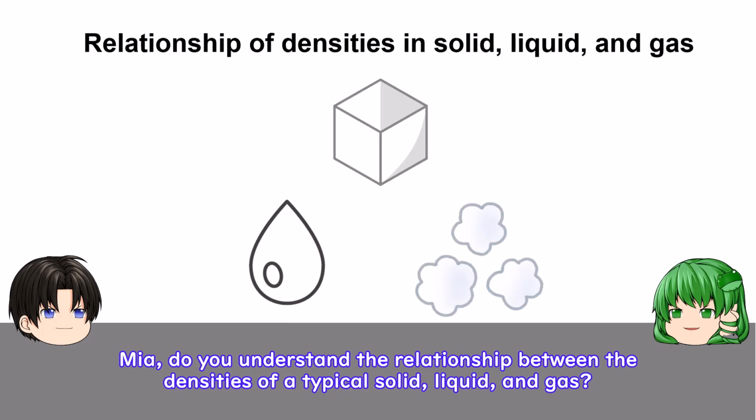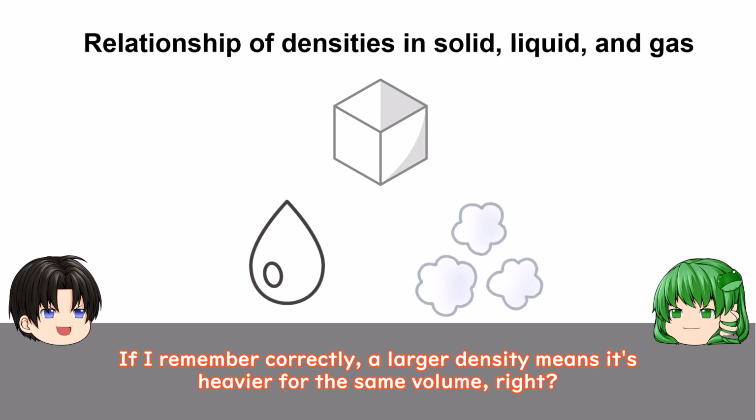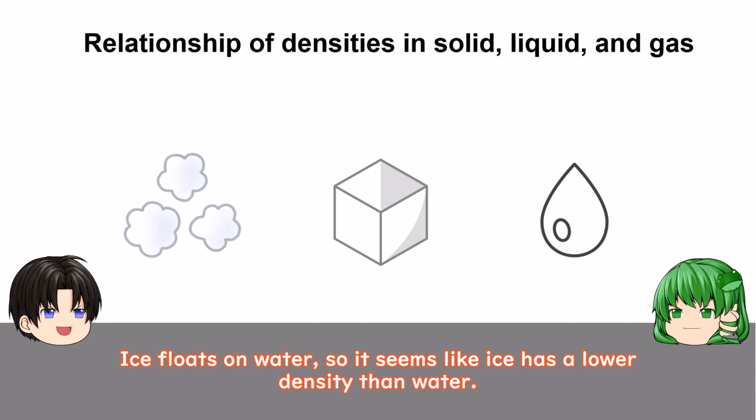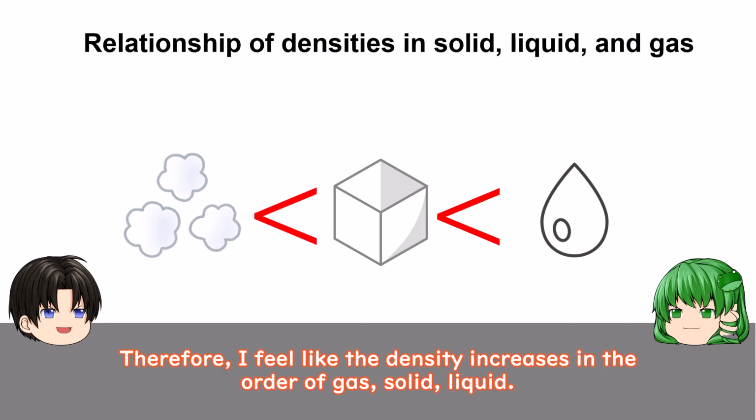Mia, do you understand the relationship between the densities of a typical solid, liquid, and gas? If I remember correctly, a larger density means it's heavier for the same volume, right? When thinking about water, water vapor seems to be the lightest, so it has the smallest density. Ice floats on water, so it seems like ice has a lower density than water. Therefore, I feel like the density increases in the order of gas, solid, liquid.